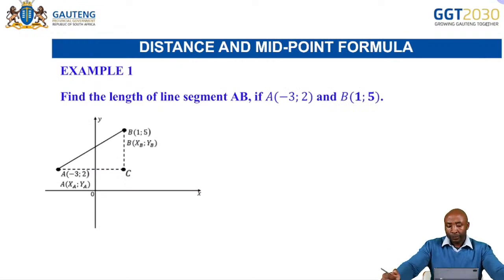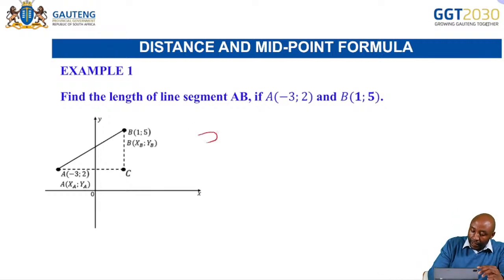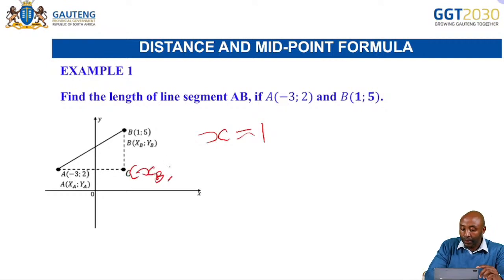Example 1. We have a distance and midpoint formula. I'll go over this very fast because we have done this in grade 10 as well as in grade 11. What I need to emphasize is that for the coordinates of point C, you will realize that if we draw a vertical line, it will have the equation x is equal to 1 at point B, meaning the x value at point C will be the same as the x value at B.